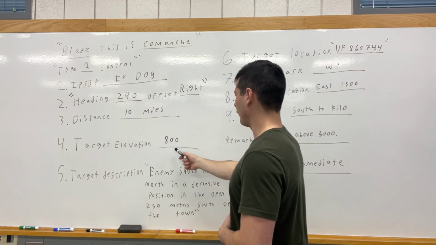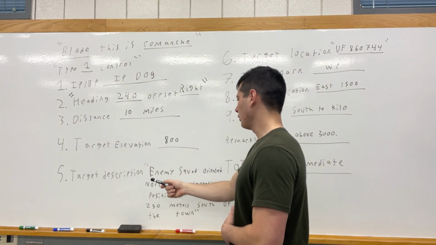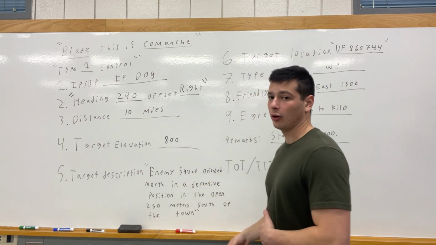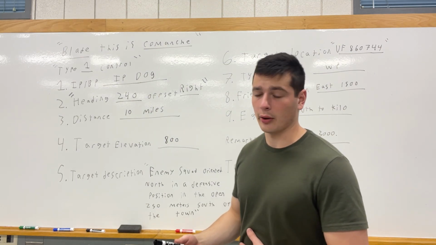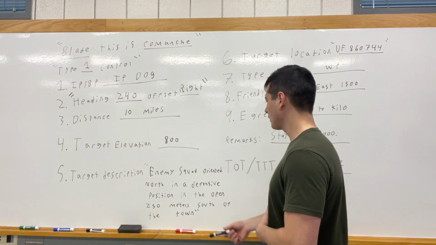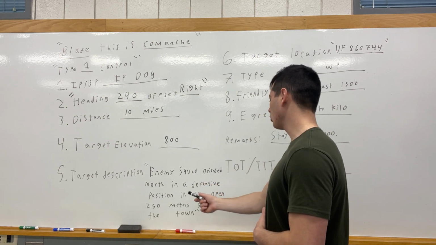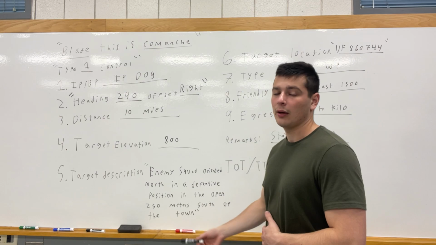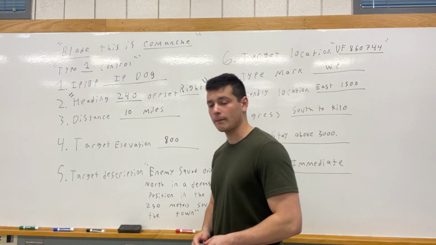Line 4, target elevation 800, that's in feet, not meters. Line 5, target description. Again, a little bit detailed here so that the aircrew can visually acquire the target a little bit easier. Enemy squad oriented north in a defensive position in the open, 250 meters south of the town. That's going to be adequate enough for them to be able to identify that target.